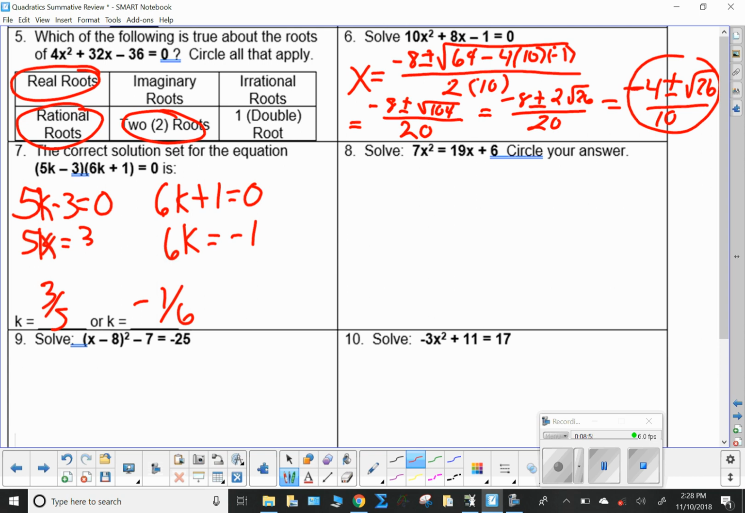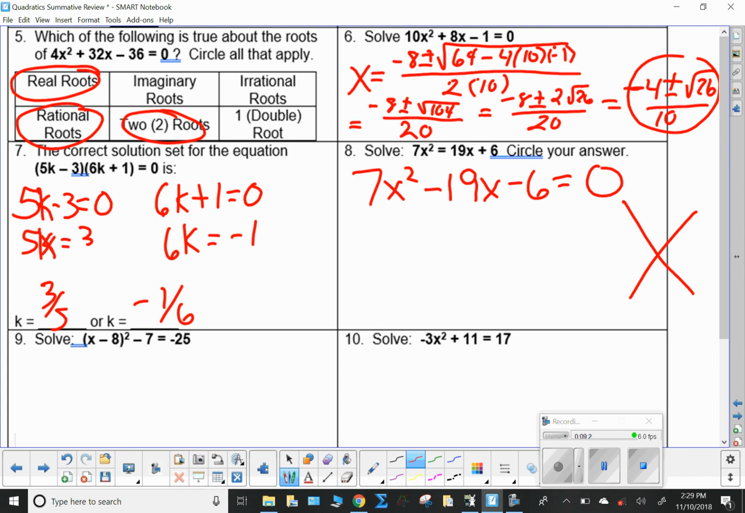Okay, next up, I need to solve 7x squared equals 19x plus 6. First, you have to get the equation set equal to 0. So I have 7x squared. I'm going to subtract 19x from both sides and 6 from both sides to set the equation equal to 0. Then I'm going to look to see, are there any factors?